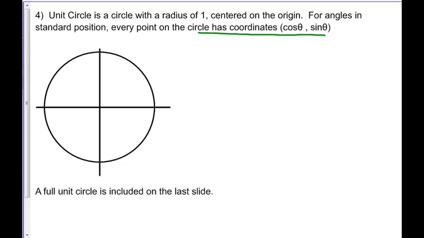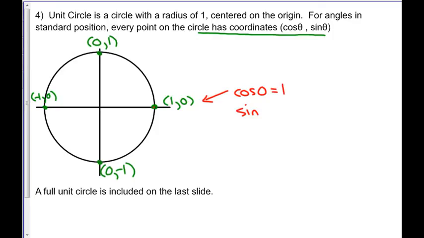And some of the most useful points that come out of this are this one, this one, this one, and this one. This is telling us right here that the cos of 0, that's an angle of 0 right over here, must be 1 because it's the x value there. The sine of 0 is the y value there, which is 0.